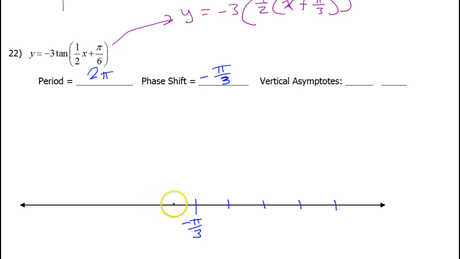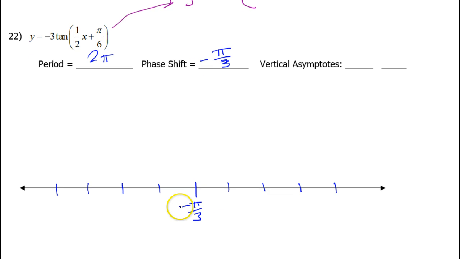And then I'll do my 1 period to the left. So 1, 2, 3, 4. That'll be my 1 period to the left. Alright, but never forget that this is my phase shift. This is where I'm starting from.